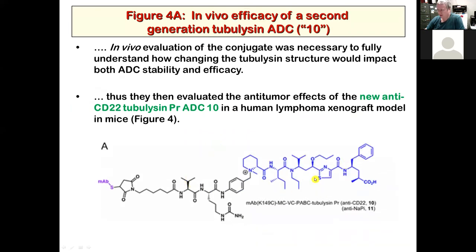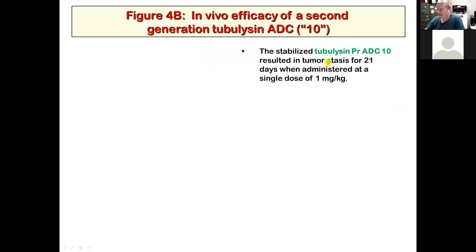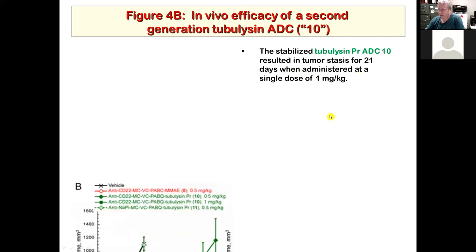Okay, so there it is. There's their new one with the propyl and also the N propylamine. And they have compound 10's the good one, 11's the off-target one. And also the third thing was the quaternary ammonium thing. So that creates the tertiary amine when it cleaves. Okay, let's see it. The stabilized tubulysin propyl one resulted in tumor stasis for 21 days when administered at a single dose of 1 mg/kg.